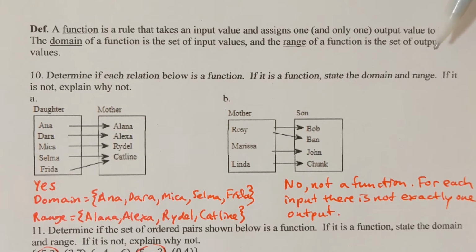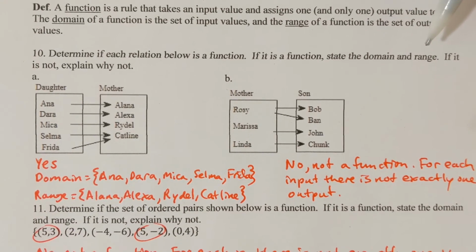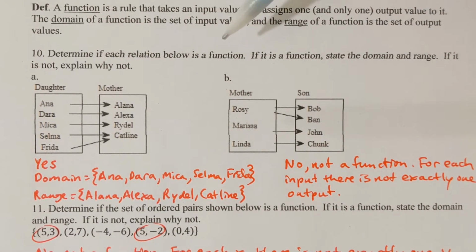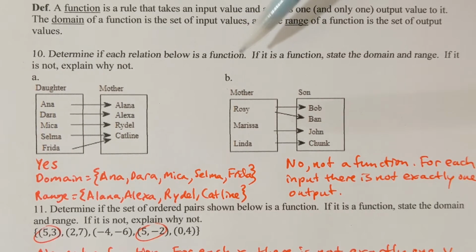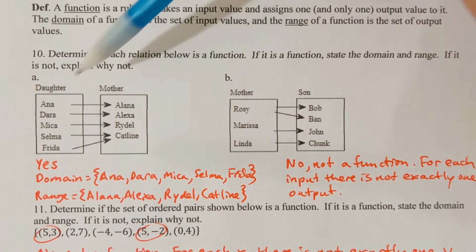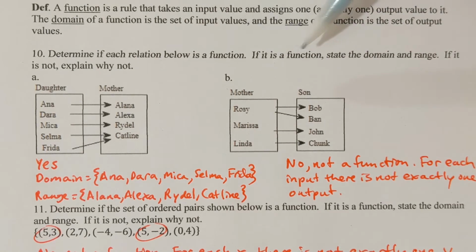So let's take a look at problem 10. Determine if each relation below is a function. A relation is just a correspondence between two things. If it is a function, state the domain and range. If it is not, explain why not.